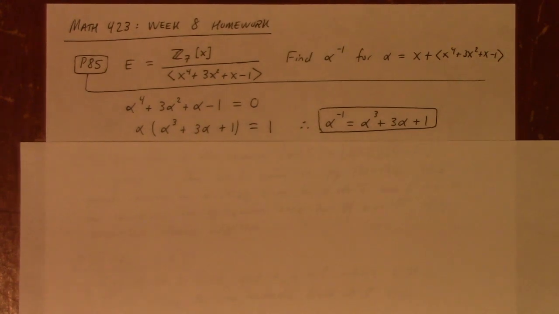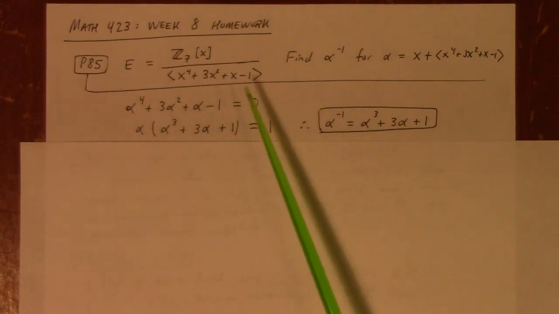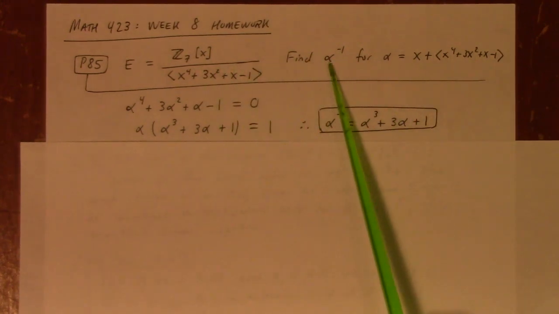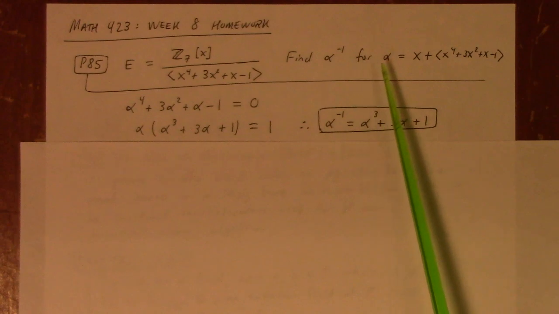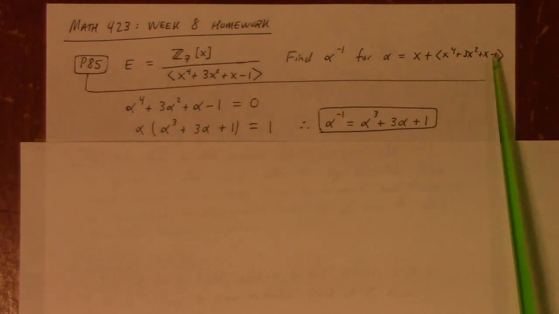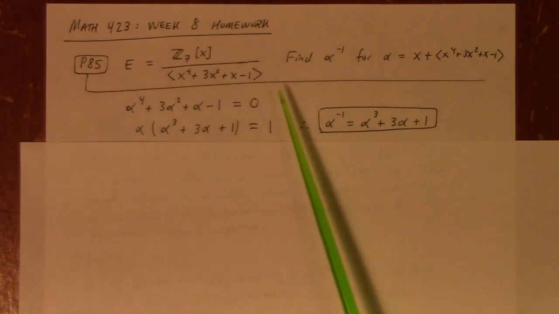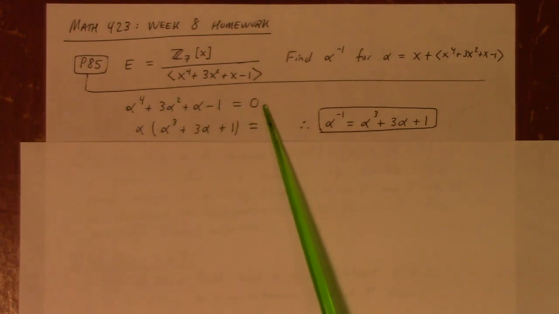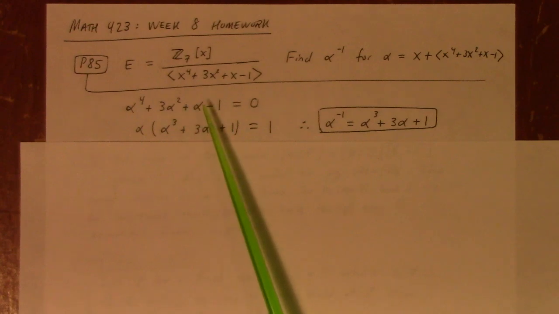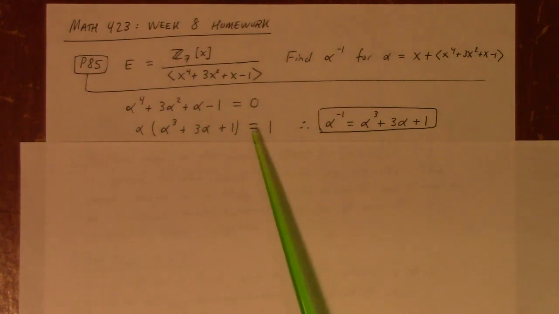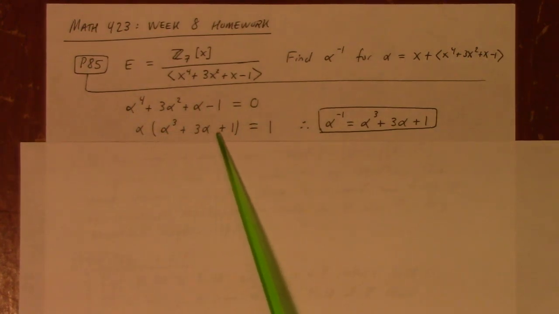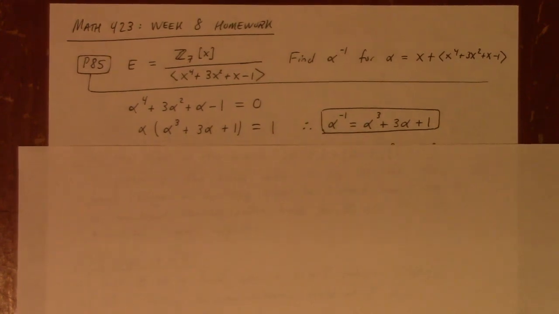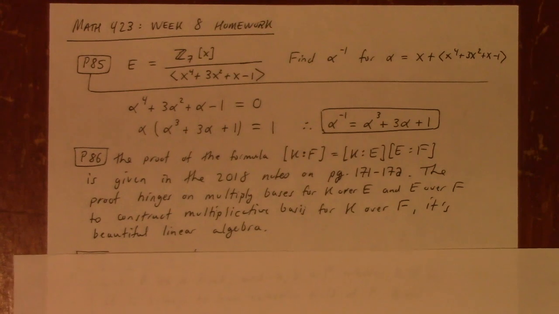So here's homework 8. It started out with a nice warm-up problem, just like the last one. Find the multiplicative inverse of x plus the ideal, which I'm going to call alpha. So I have alpha to the 4th plus 3 alpha squared plus alpha minus 1 equal to 0. This one's super easy. Set 1, put 1 on the other side, factor alpha out, there's your inverse. Done. All right, wonderful. Problem 86.